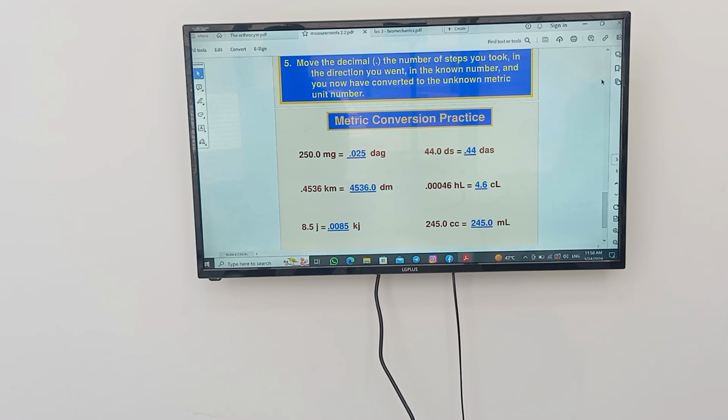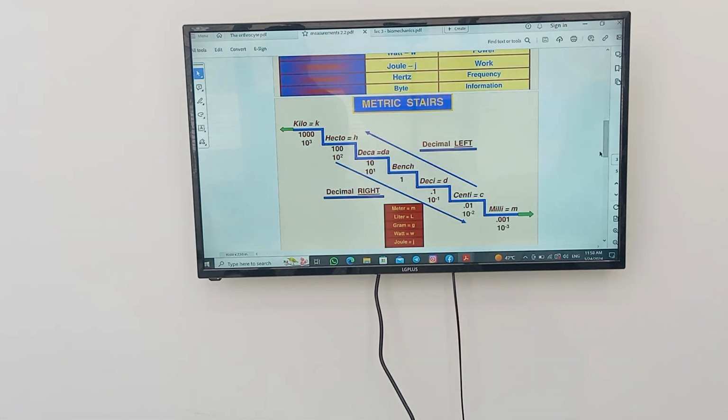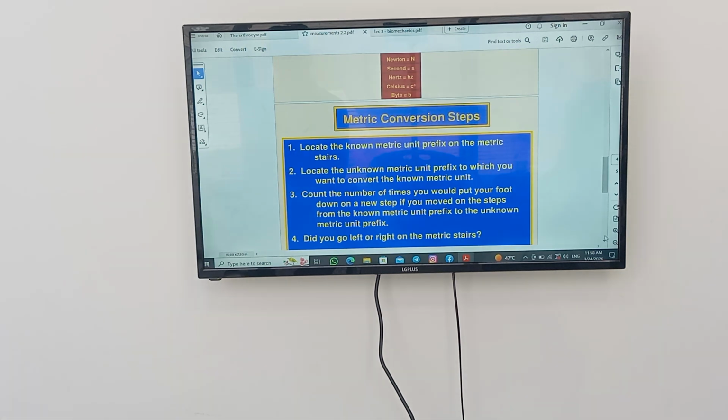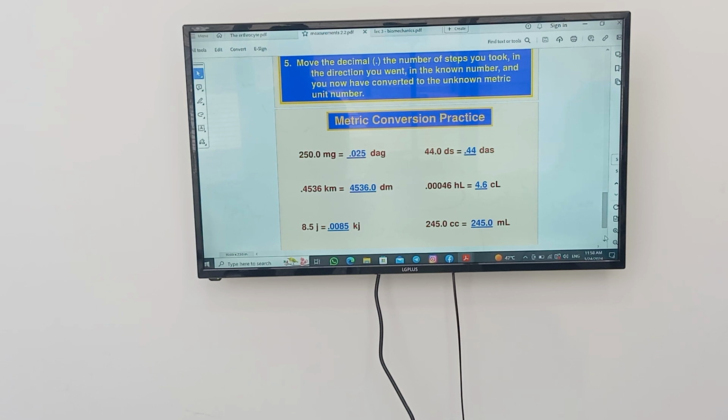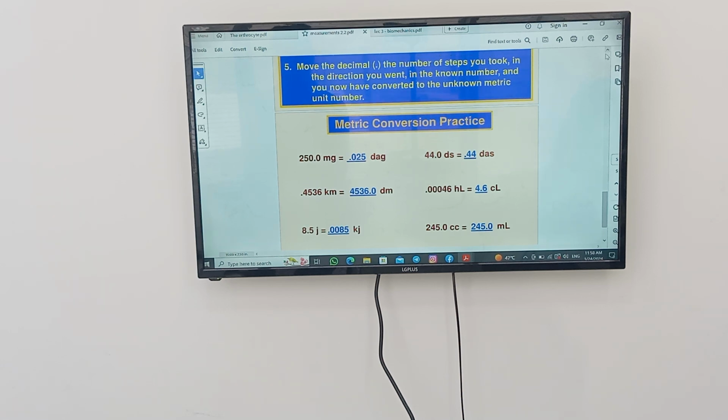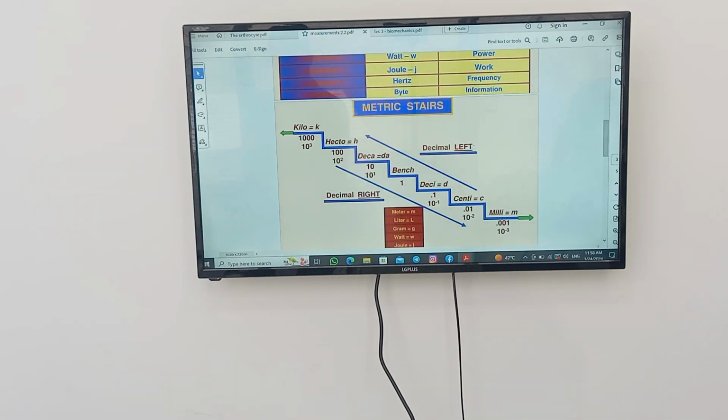Turning a kilometer and turning joules, turning decimals, and so on. So first you have to decide what the known prefix unit is. You are going to look at the stairs. Do you want to move left to increase the value, or right to reduce the value? You're going to count how many steps you need to take.